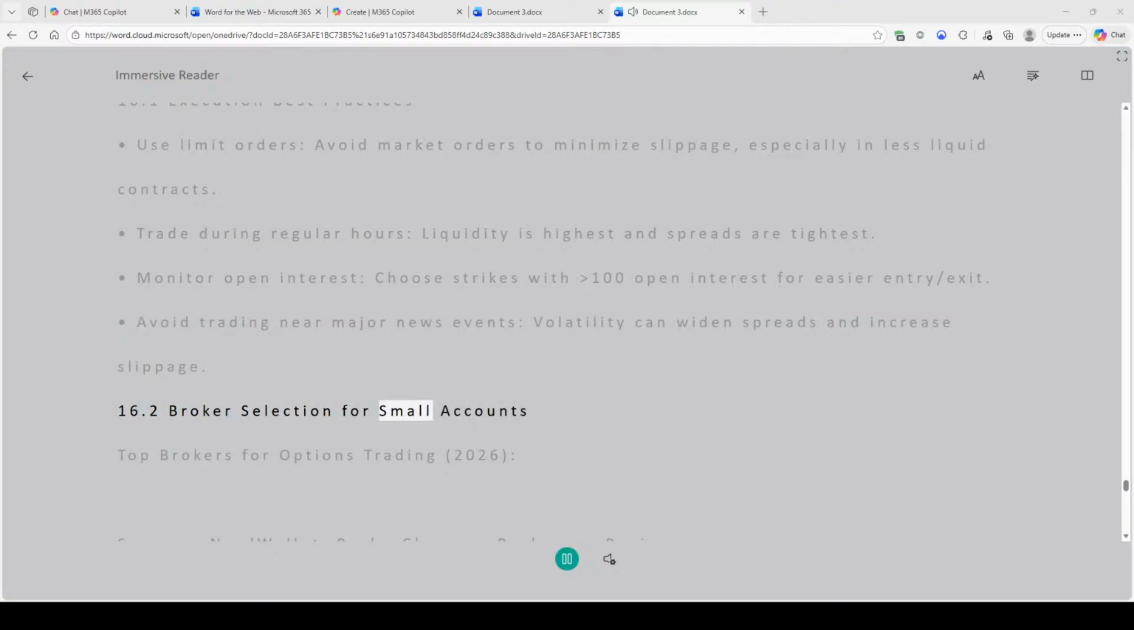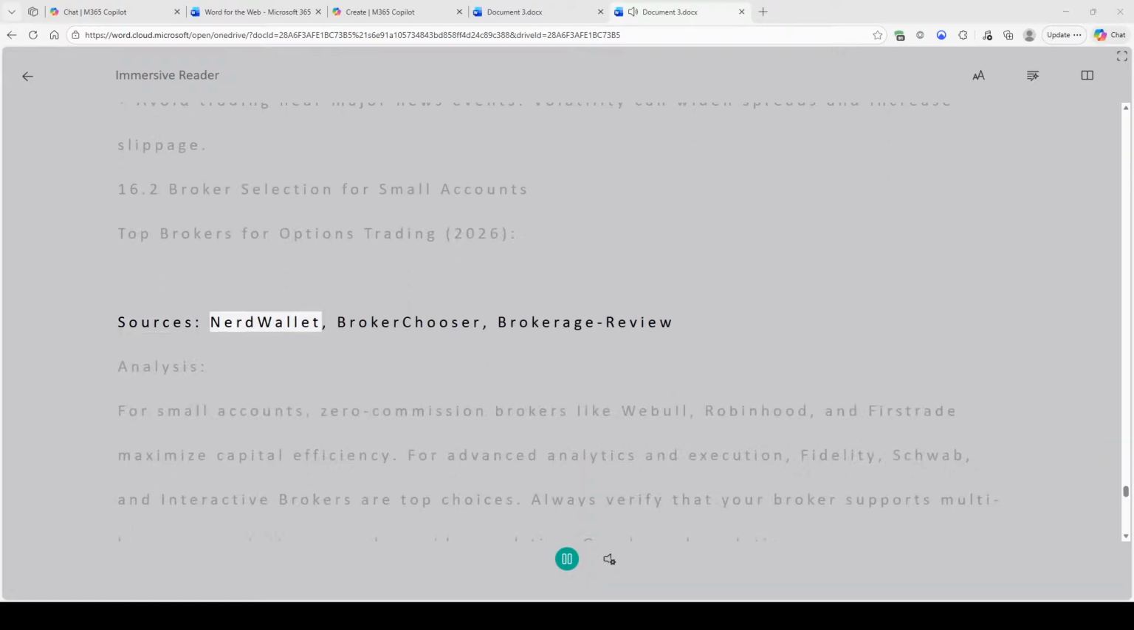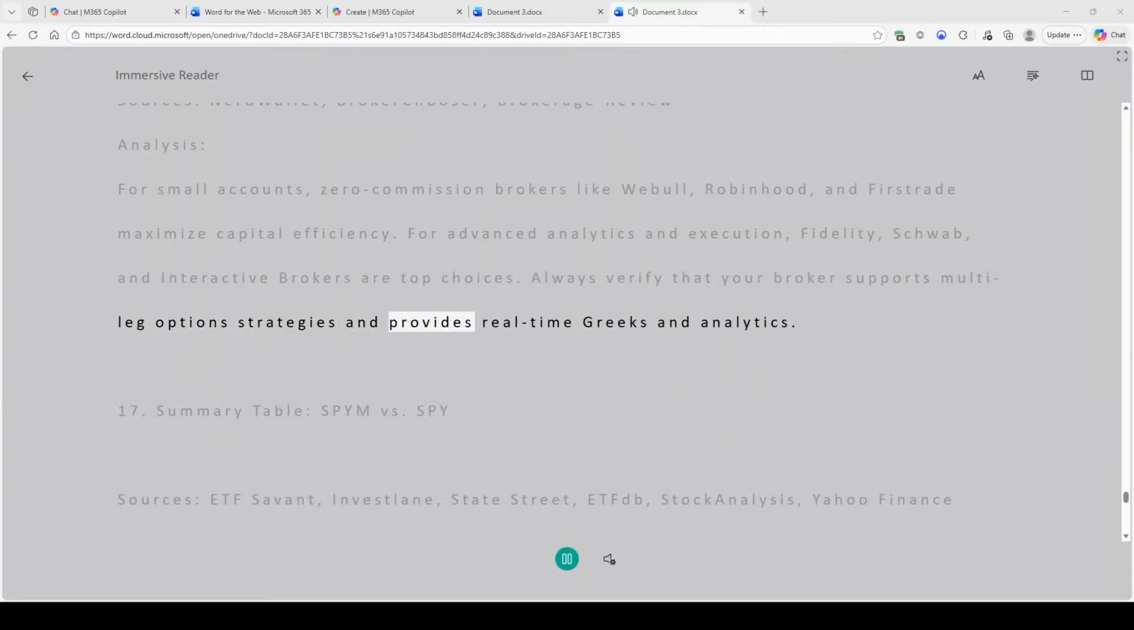16.2 Broker selection for small accounts. Top brokers for options trading, 2026. Sources: NerdWallet, BrokerChooser, Brokerage Review. Analysis. For small accounts, zero-commission brokers like Webull, Robinhood, and Firstrade maximize capital efficiency. For advanced analytics and execution, Fidelity, Schwab, and Interactive Brokers are top choices. Always verify that your broker supports multi-leg option strategies and provides real-time Greeks and analytics.